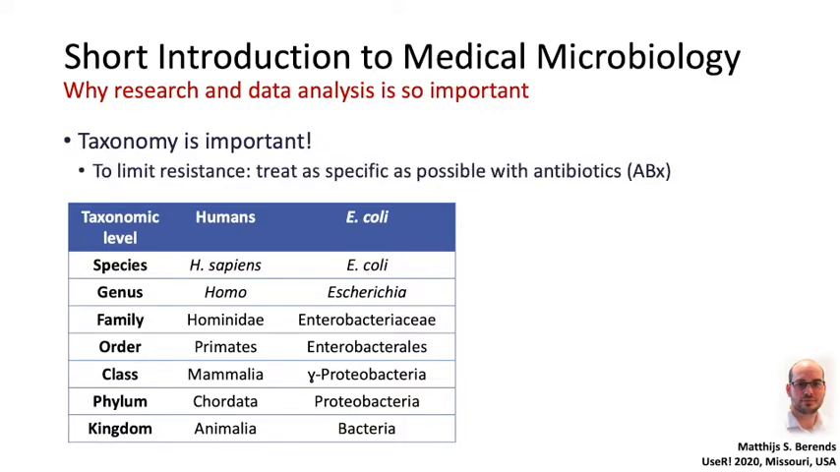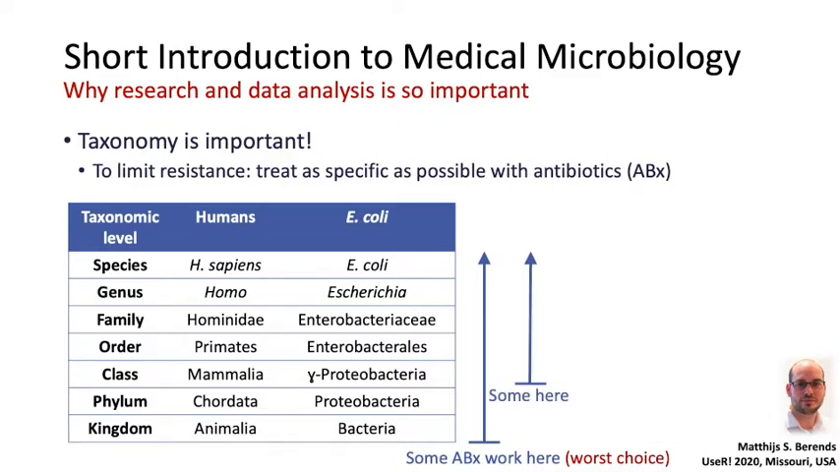Taxonomy is important because we need to limit development of resistance. The goal for doctors to treat antibiotically is always to treat as specifically as possible. Some antibiotics work here, they are broad spectrum, which is actually the worst choice, but sometimes you don't have a choice, right? But some antibiotics work here, that's already better, and some work here, that would be the best choice. So how do you know which antibiotics to give if you don't know the bacteria, or maybe do know the bacteria, but you want to know it on a general level for your ward, or for your hospital, or for your region?